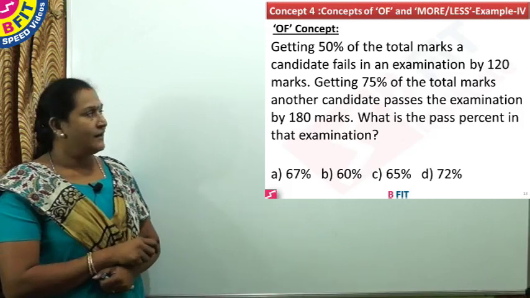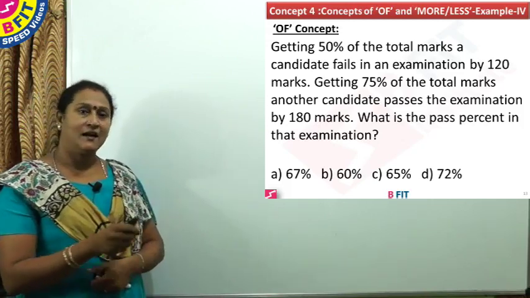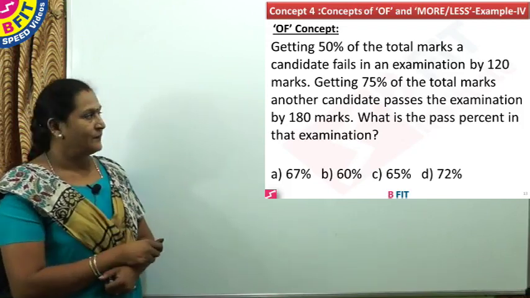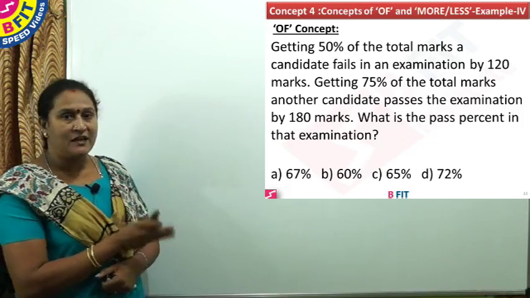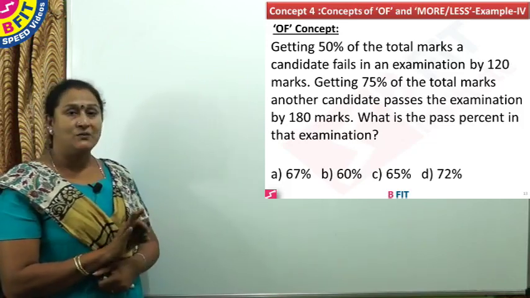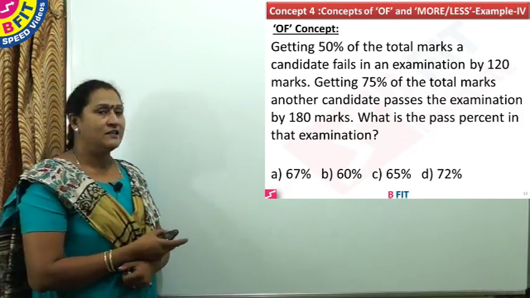So one candidate gets 50% of the total, but he fails. Another candidate gets 75% of the total and he clears the exam. So this person fails by 120 marks, the other person getting 75% gets 180 more marks. So what is the pass percent? So we'll see the working.